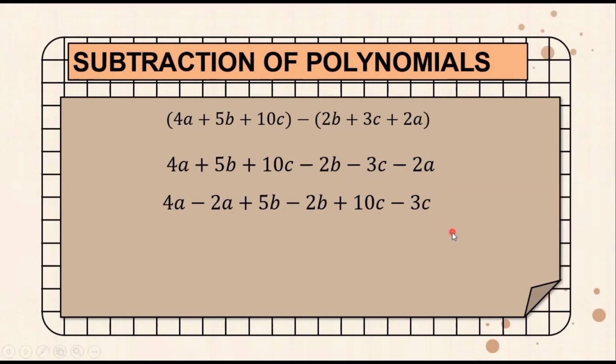After combining like terms, you may now perform the indicated operations. 4a minus 2a is equal to 2a. 5b minus 2b is equal to positive 3b. And 10c minus 3c is equal to positive 7c. So our final answer would be 2a plus 3b plus 7c.